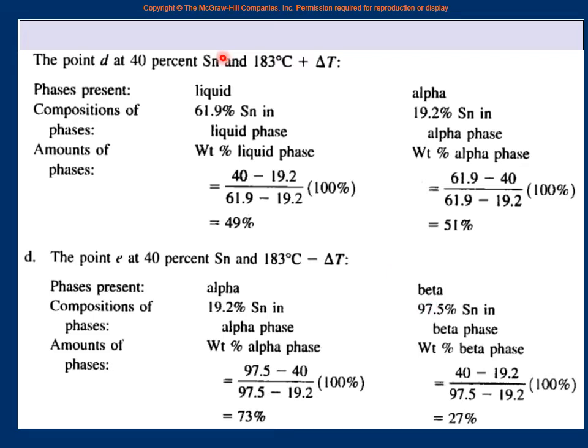But when you were here, it was liquid and alpha. When you are here, you are talking of alpha and beta. That is what is happening. But when you are at 183, or at 183 plus delta T just above it, or at 183 minus delta T just below it, you are still at roughly the same point. So you are not very different. Therefore the readings that you got, 19.2% in alpha and 97.5% in beta, these values are still there and you calculate with them.